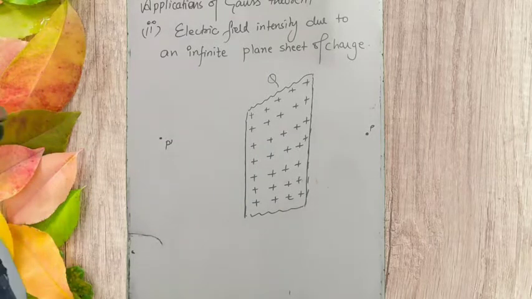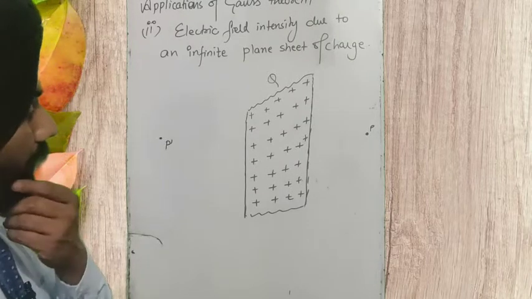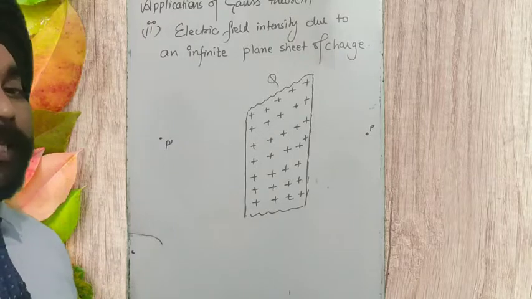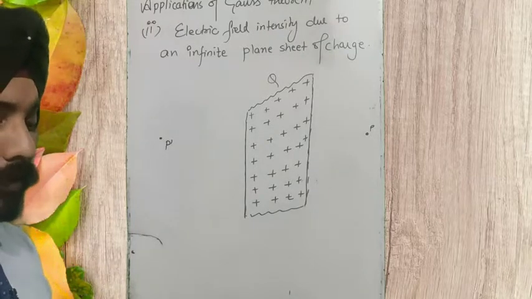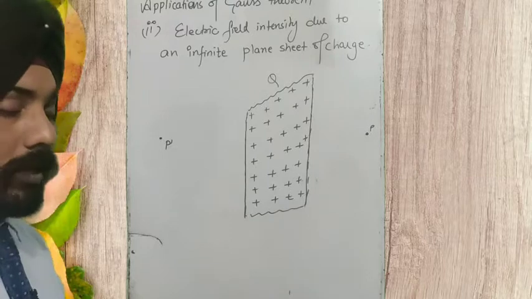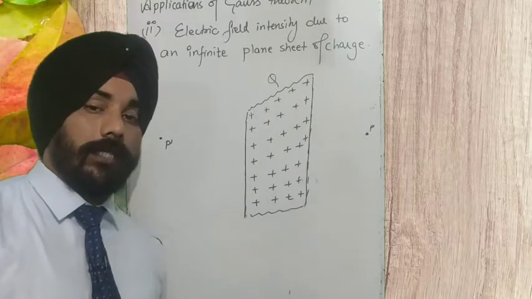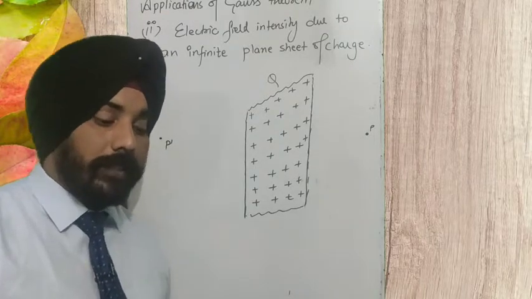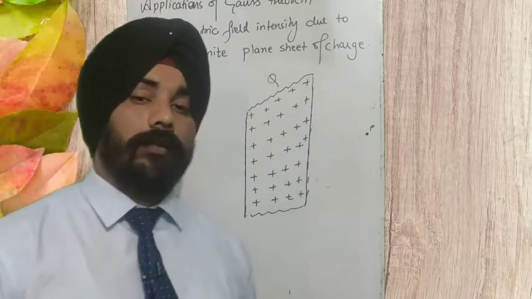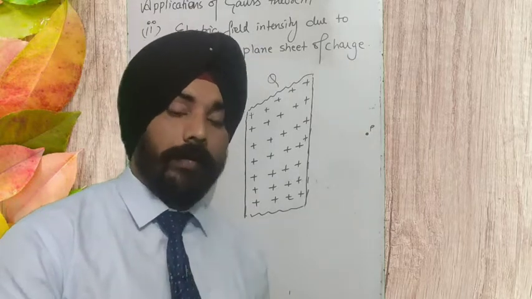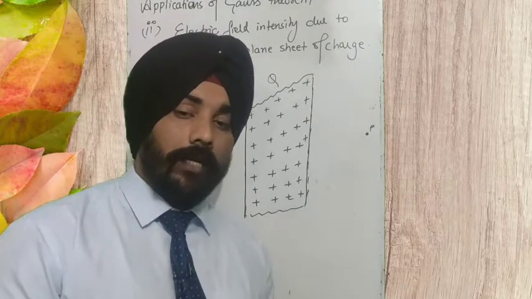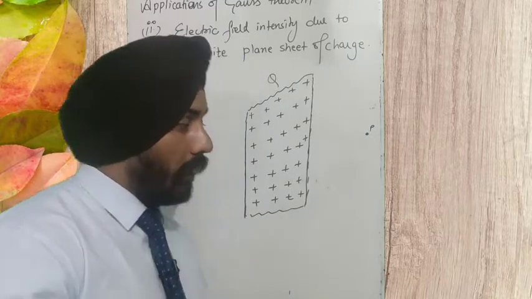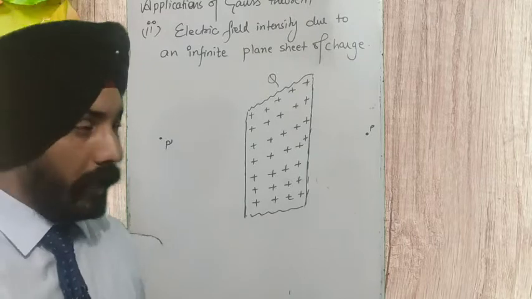Okay, so we now have to take a Gaussian surface which encloses the charge, because to use the Gauss theorem we must have a Gaussian surface. The Gauss theorem states that the flux passing through a closed surface is 1 upon epsilon naught times the charge enclosed by the surface. So we must have a closed surface which is enclosing some charge.